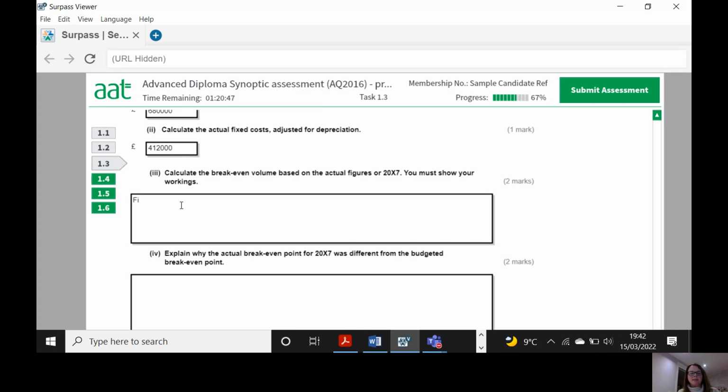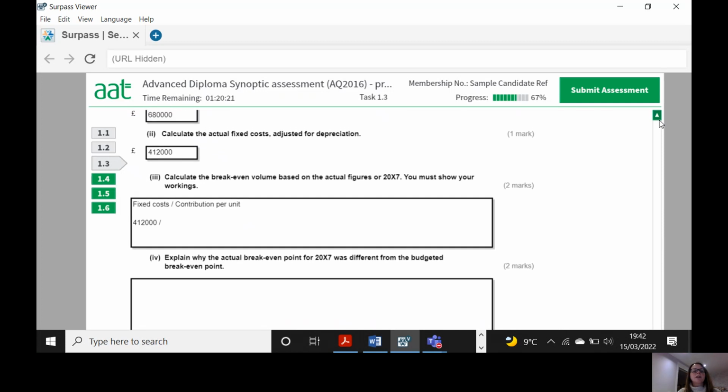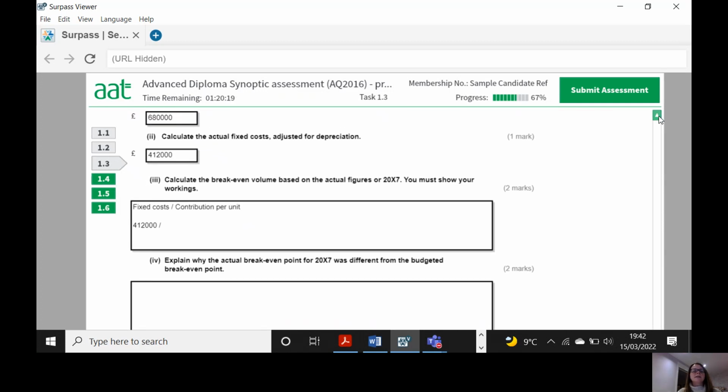So bearing in mind this is freestyle in here, I would probably say fixed costs divide by contribution per unit, and then I would put underneath my actual figures. So the fixed cost I've just worked out here, 412,000, divide, now contribution per unit, it just asks us to work out the total contribution just up here.